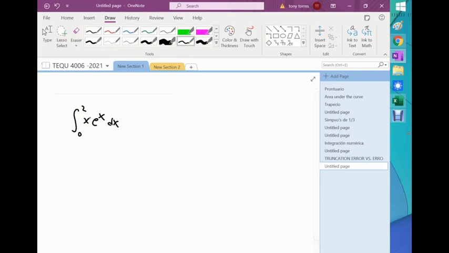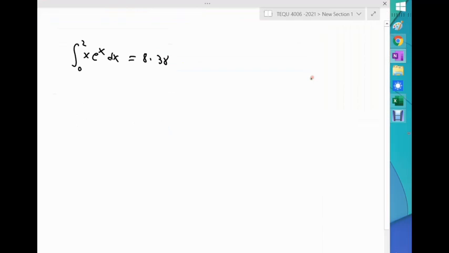And just for the sake of the argument, I'm not doing that here to show you how you can integrate that, but I'm going to give you the final result of that one. If you do that one, that would be 8.3905. That will be the actual value of that integral. Now, here is the question.